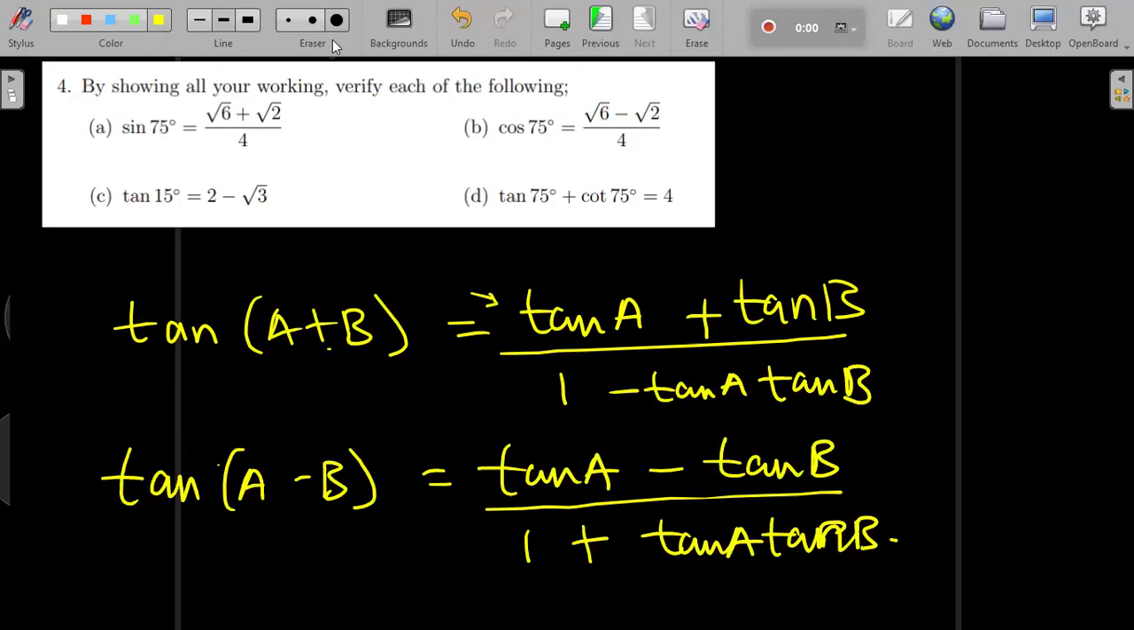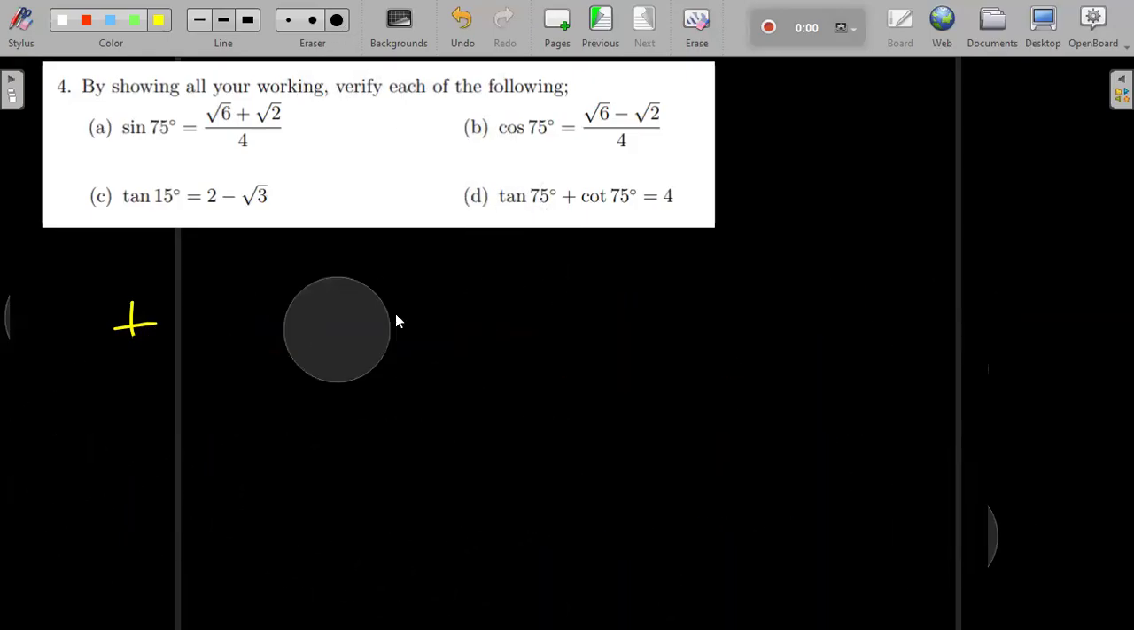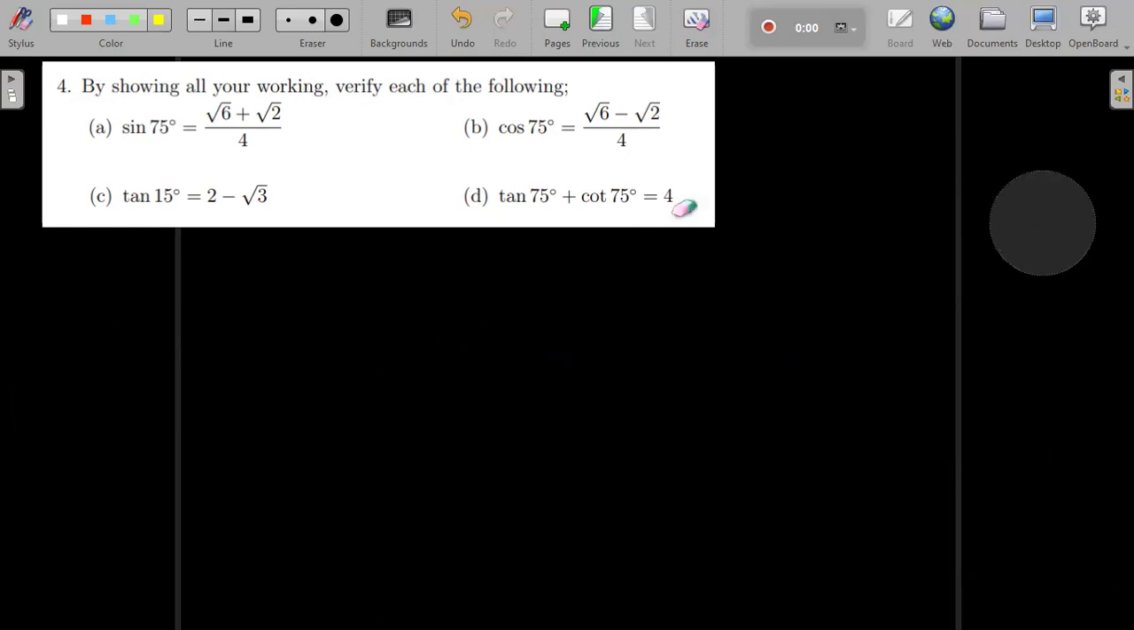Okay, so now let's solve the first question. We are going to be using special angles here in order to solve these questions. So the first one is: show that sine 45 degrees is equal to root 6 plus root 2 divided by 4.